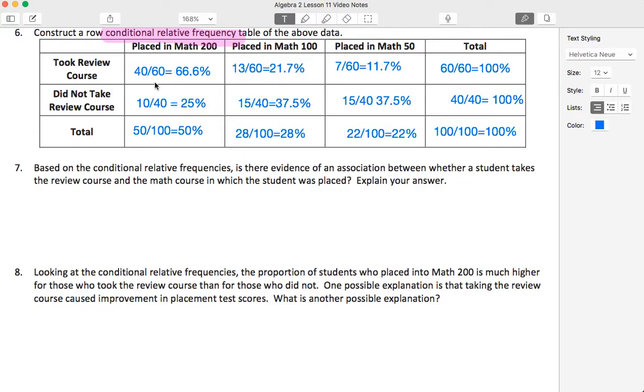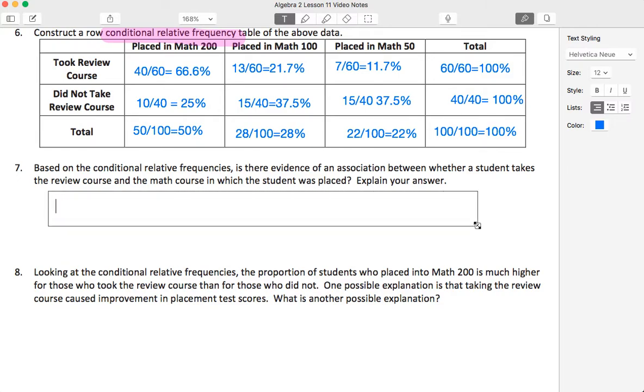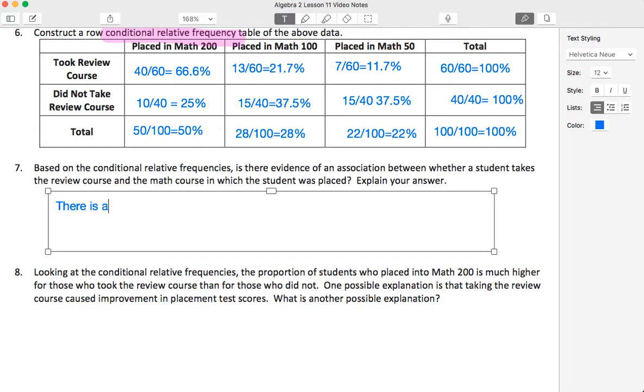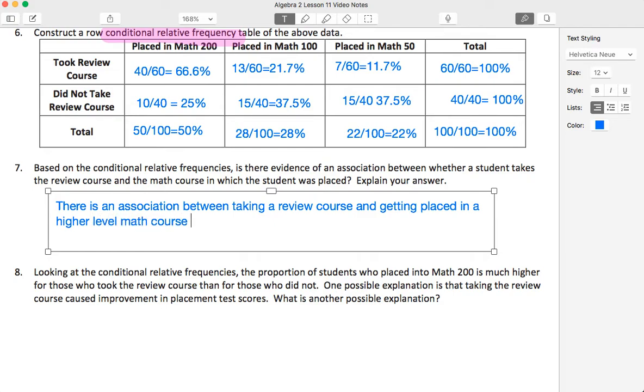But if you look here, the smallest percentage for did not take a review course looks like the smallest percentage out of these three is people that got placed in the highest math course. So you may want to argue that you have a better chance of getting into the higher math course if you did take a review. So there is an association between taking a review course and getting placed in a higher level math course from this data.